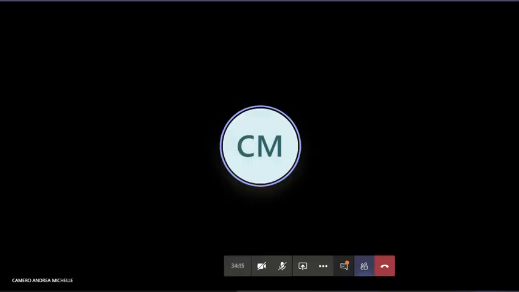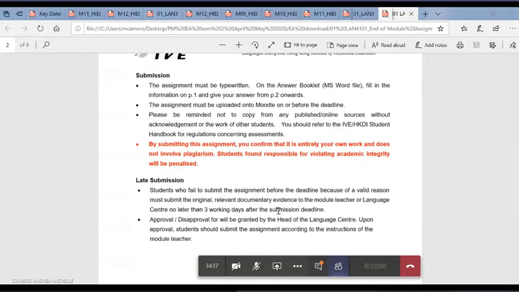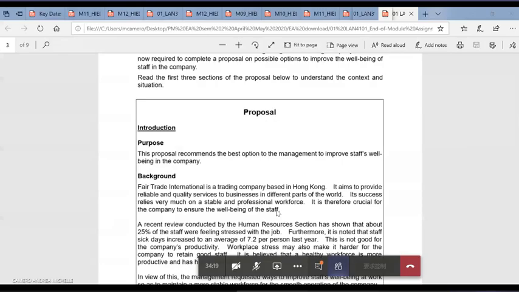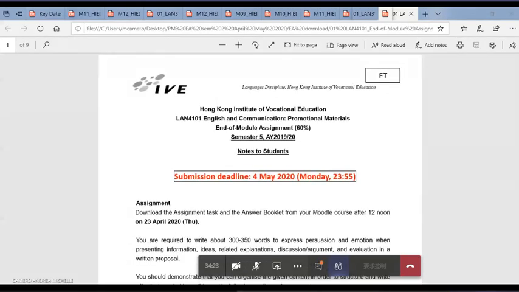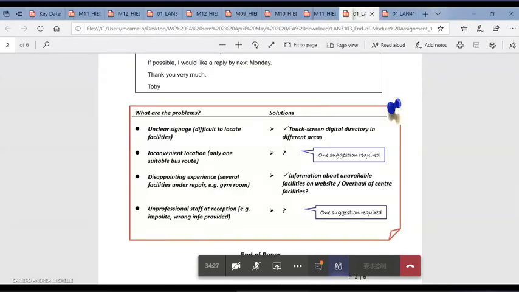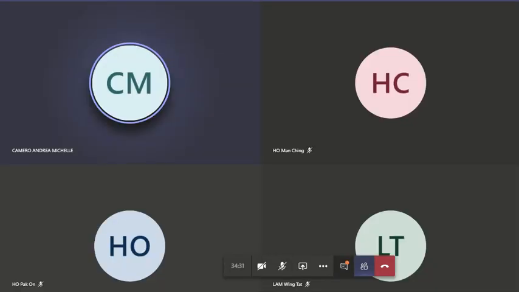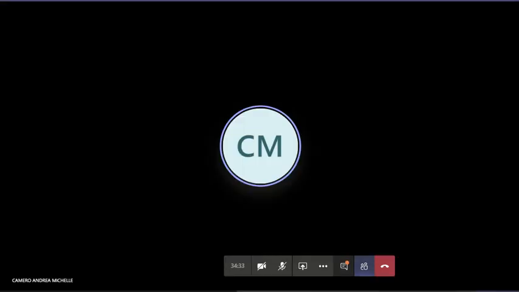let's go to it really quickly. Here's the end of module assignment. Let's go to the task paper. Oh no, you know what, students? This is for the other English class module, sorry. Let me put the other one up here. This is for your class, for your module. I apologize. Give me just a second. Here we go. Look over here.